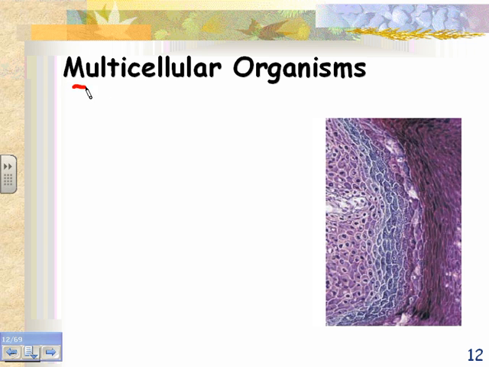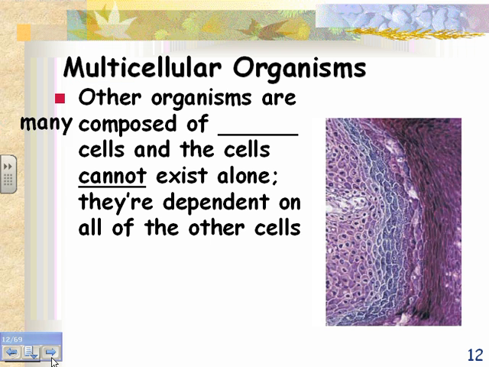Multicelled organisms. Multi means many. So this is a cross-section through a plant, maybe a root. Other organisms are composed of many cells. Multi and many both start with M's. Yay! So other organisms are composed of many cells that cannot exist alone. They're dependent on all of the other cells.